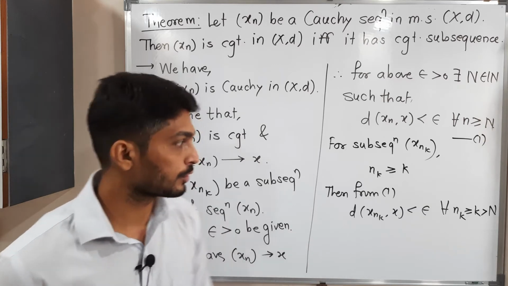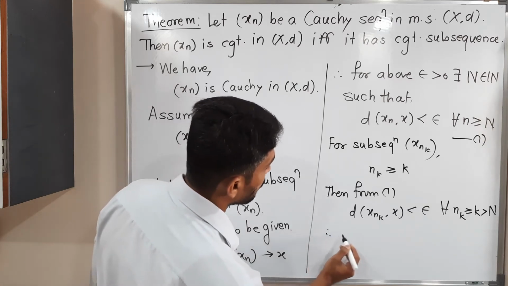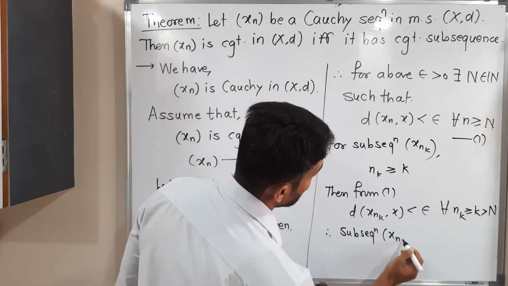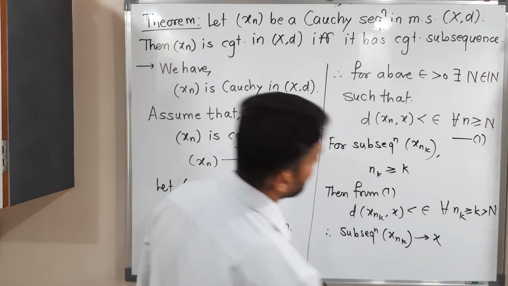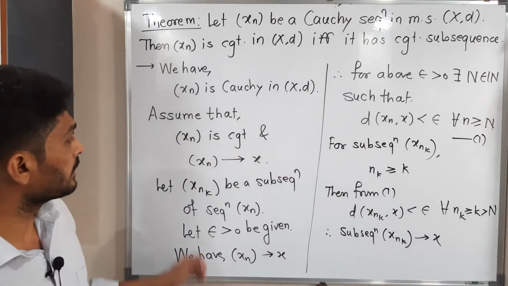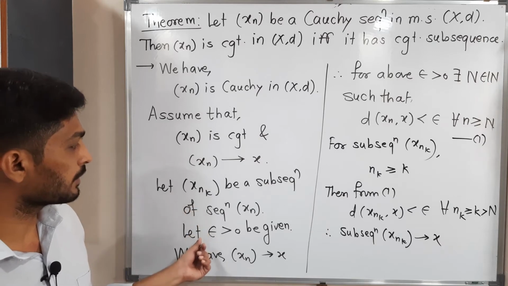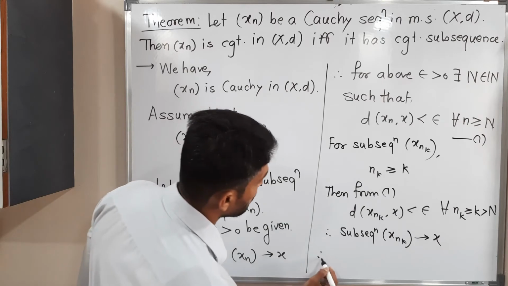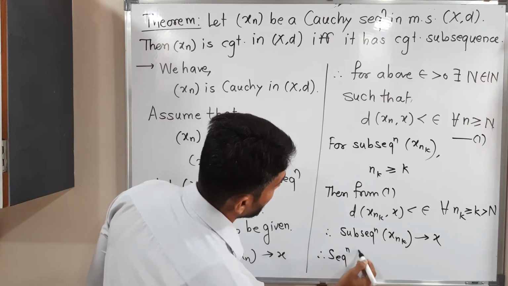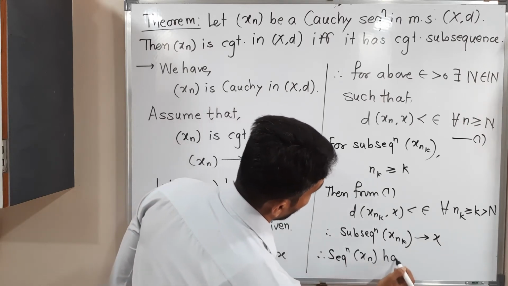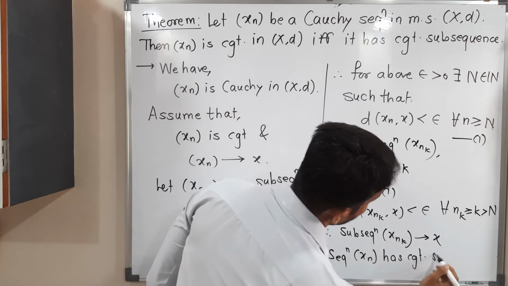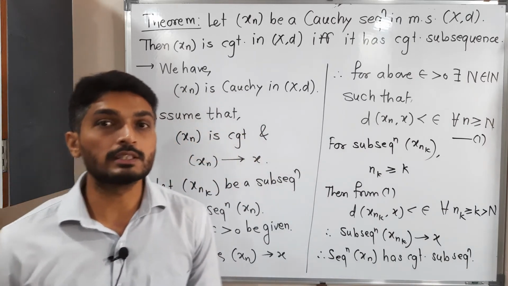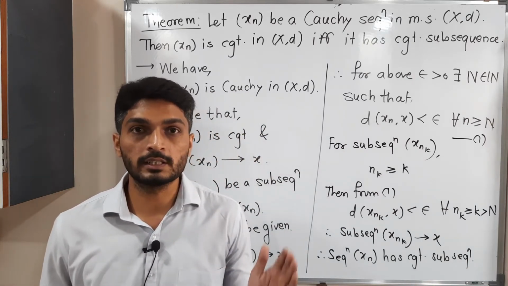Getting? So therefore, subsequence xnk converges to x. We had taken an arbitrary subsequence, so here we proved that it has a convergent subsequence. Therefore sequence xn has a convergent subsequence. Getting? So in this way we proved that if the sequence is convergent, it has a convergent subsequence.